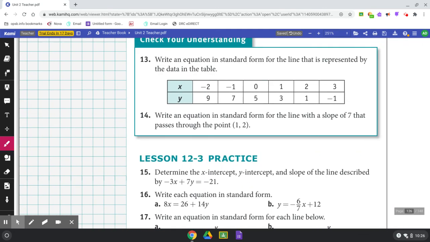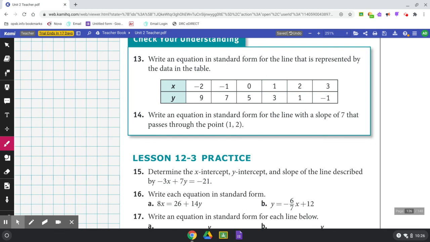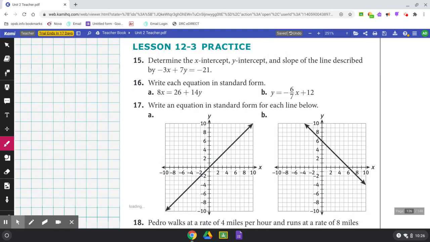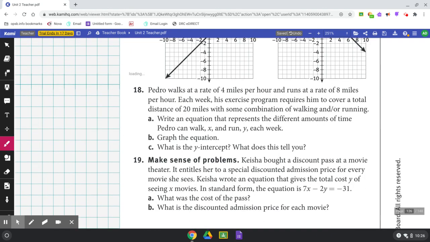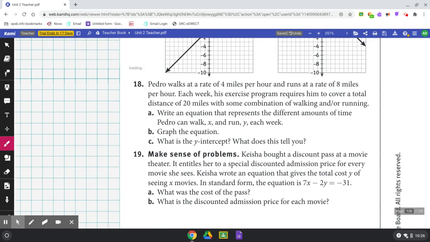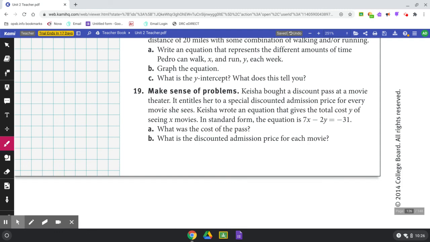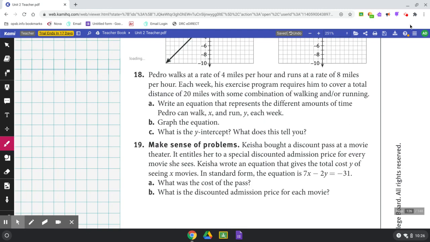Okay, 13 and 14 is check your understanding, and 15, 16, 17, 18, and 19 are all for your self-study independent work. Make sure you do not forget to submit your homework in Edulastic, and you have a quiz after you finish 12-3. Your quiz is going to be on Friday.